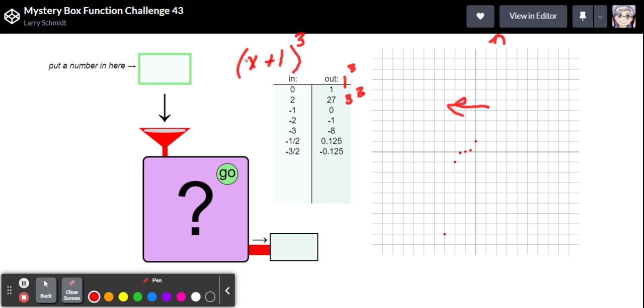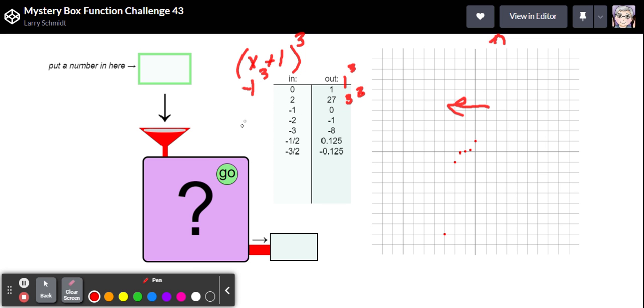If I put a 2 in here, 2 plus 1 would be 3. 3 cubed is 27. It works for that. If we put in this -1, -1 plus 1 is 0, and that's what we get out. 0 cubed is 0. If I put in a -2, -2 plus 1 would be -1, and -1 cubed would be -1. So this is looking really good.